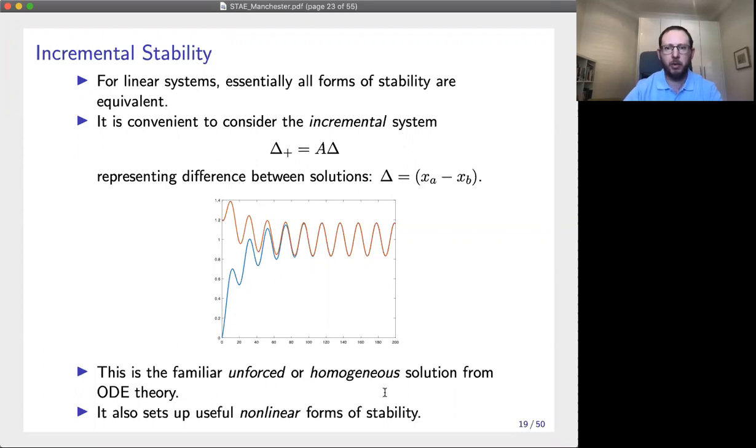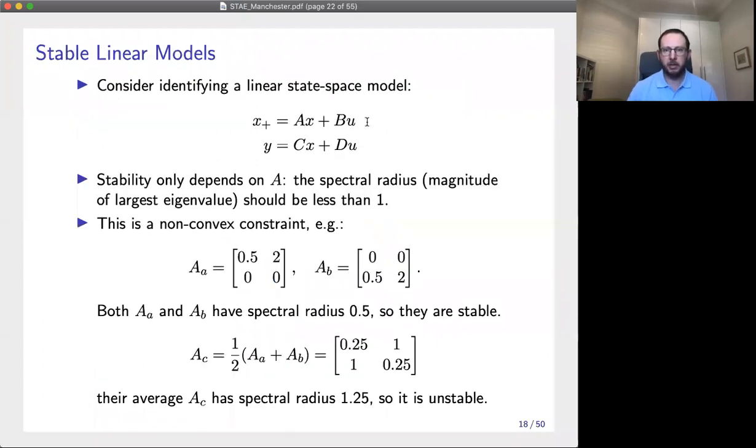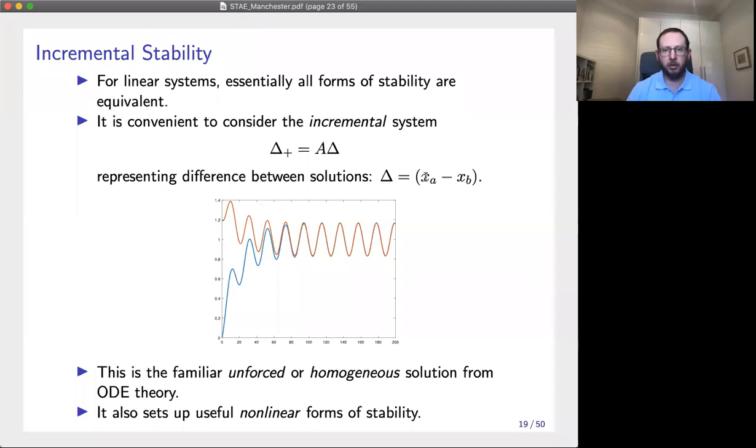So what do we mean by incremental stability? We mean stability of pairs of solutions. Here delta is for two possible solutions of this model, XA and XB, delta is just XA minus XB. You can see, for example, this is a simple linear system forced by a sinusoidal input with some offset. And there are two different initial conditions here, which converge towards the same steady state solution. This is the familiar unforced or homogeneous solution that you might have learned about in basic linear systems courses. It's convenient when talking about stability in system identification because it takes the input out of the picture. We're just looking at the A matrix, and we can ignore everything to do with U because it affects both solutions of the system in the same way.